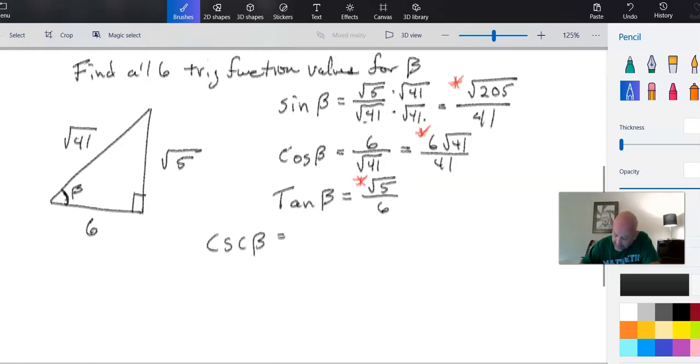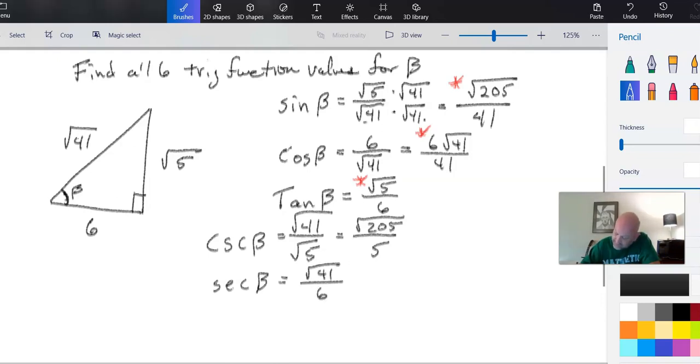So cosecant beta is going to be root 41 over root 5. And if we rationalize that, I get the square root of 205 over 5. Secant beta is the reciprocal of cosine. And so that just ends up being the square root of 41 over 6. I'm going to put little stars by these things so we don't lose them.